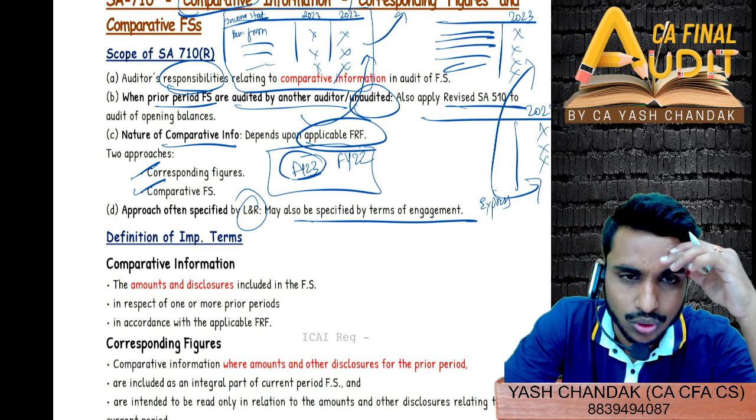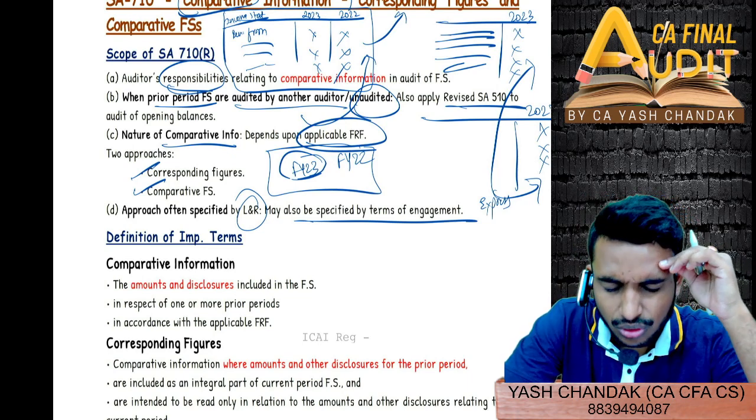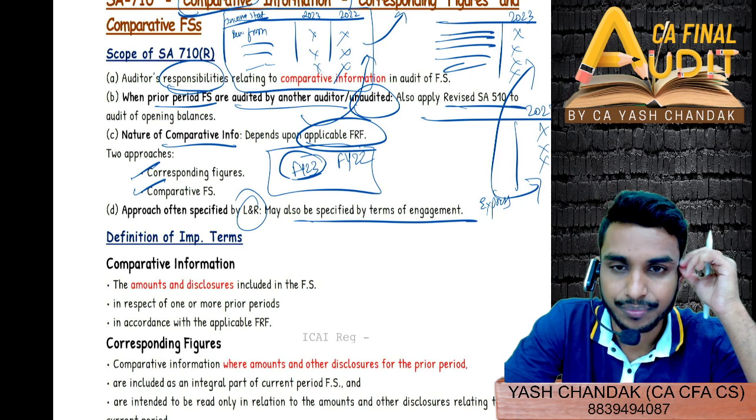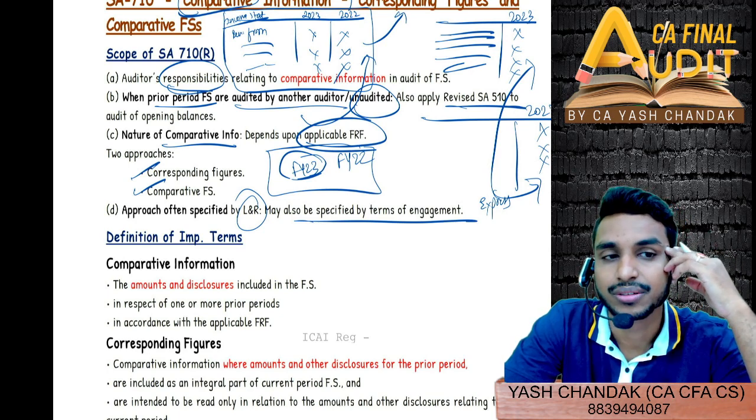Corresponding figures means previous year's figures. Okay, corresponding figures means previous year's figures.